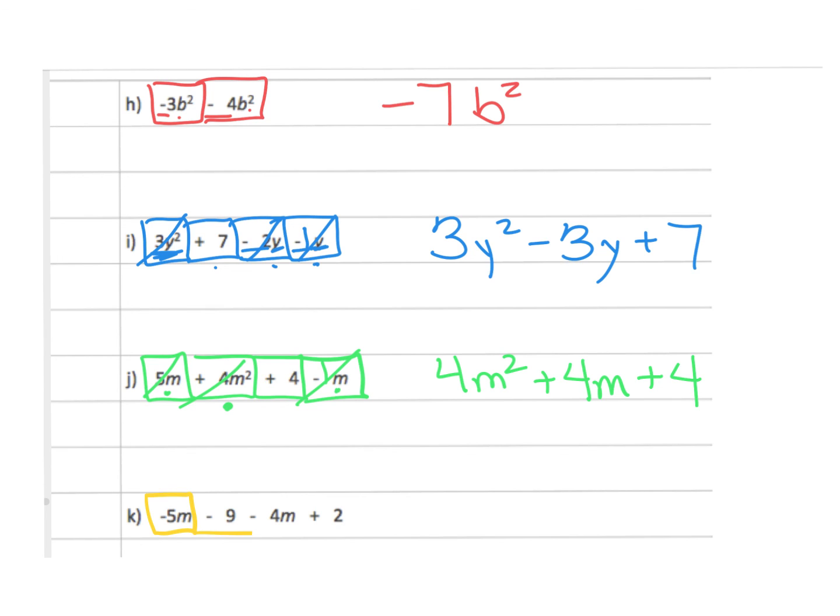Okay, letter K, put the boxes. I don't have any m squareds. I don't have any other variables, so I've got a negative 5 minus 4. That gives me negative 9m. I'm done with my m's. What's a negative 9 plus 2? That gives me a negative 7, so I would subtract 7.